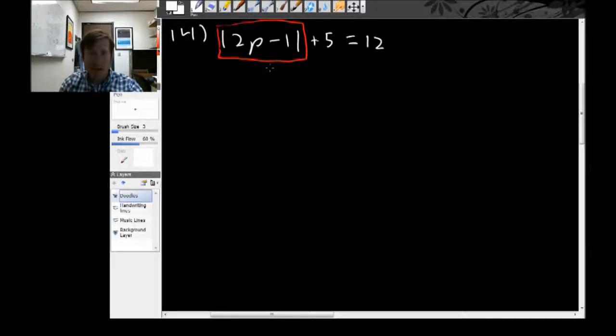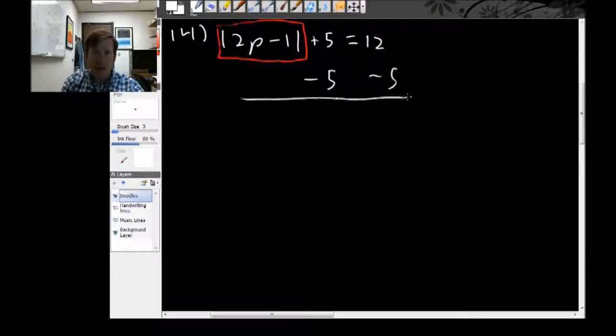So to get the part in the red box here by itself, first we just need to get this 5 out of the way. So subtract 5 from both sides, like this. Then we get absolute value of 2p minus 1 equals 12 minus 5, which is 7. All right, now we can deal with the absolute value.